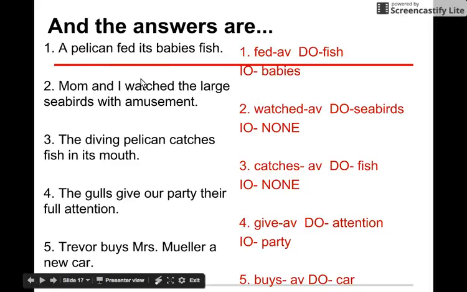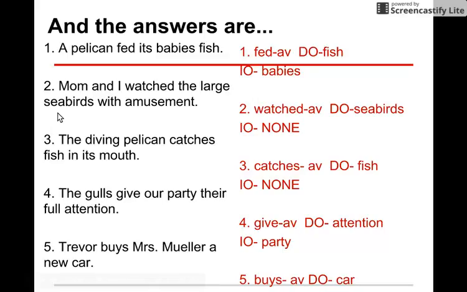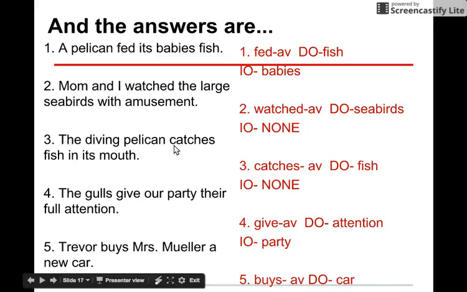Mom and I watched what? Watched seabirds. To whom? The question comes out really kind of interesting because you can't figure out what to answer because there isn't one. Number 3, the diving pelican catches what? Or the pelican catches what? The pelican catches fish. To whom? There isn't one.